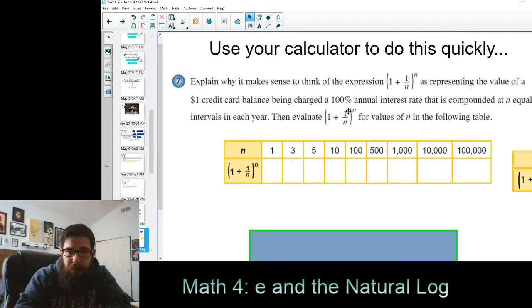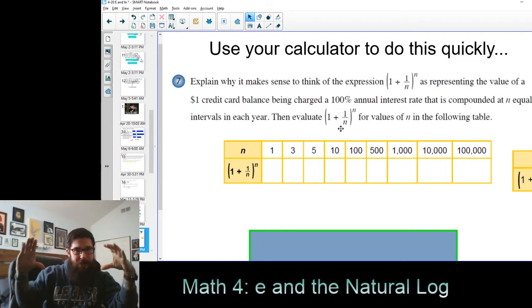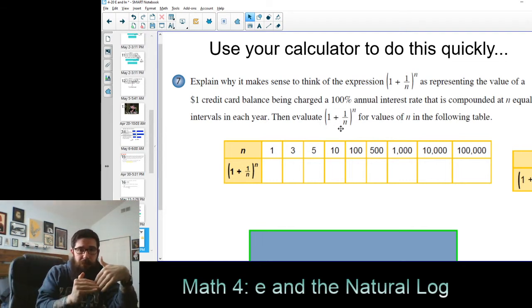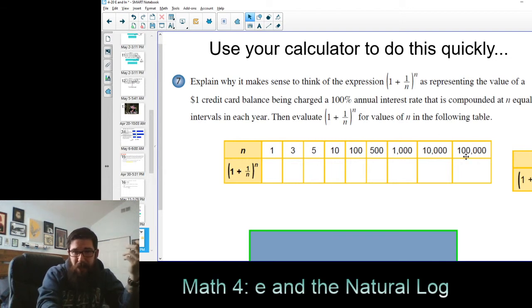If I put a 3 in here, this is now 1 plus a third. If I put a 5, 1 plus a fifth. If I put a 10, 1 plus 1/10. This number on the inside is getting smaller and it's approaching 1, right? If I put 100,000 in here, meaning I compounded like 100,000 times in a year.